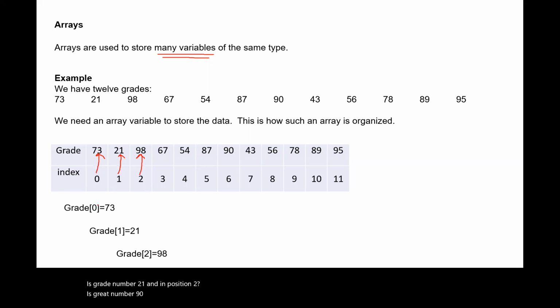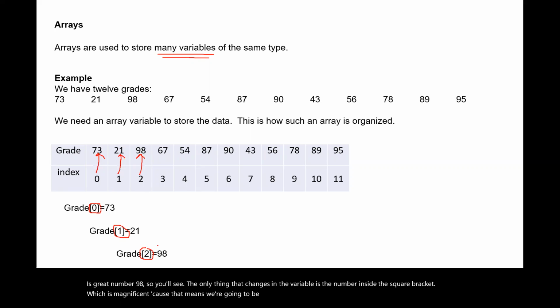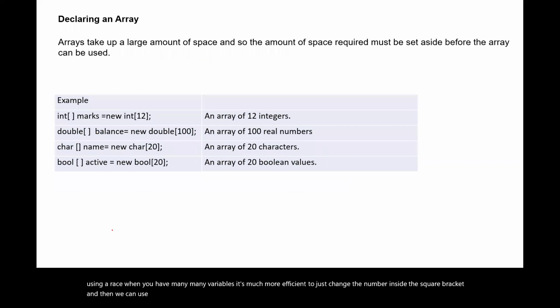So you'll see the only thing that changes in the variable is the number inside the square bracket, which is magnificent because that means we're going to be able to use loops to work with these variables. So that's why we're using arrays. When you have many, many variables, it's much more efficient to just change the number inside the square bracket, and then we can use loops to do the work.